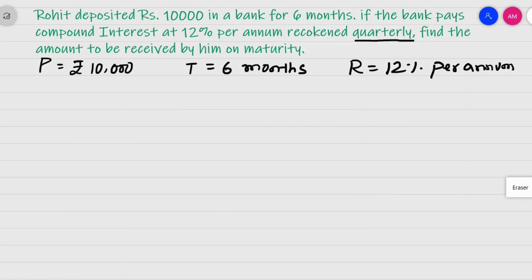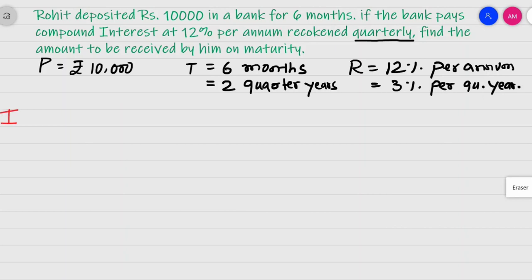So 6 months means obviously here 2 quarter years. And 12% per annum means 12 by 4, 3% per quarter year. Now let us find the interest for the first quarter year. Interest for the first quarter year will be principal amount multiplied by rate into time, always taken as 1 quarter year or 1 half year or 1 annual year, divided by 100.